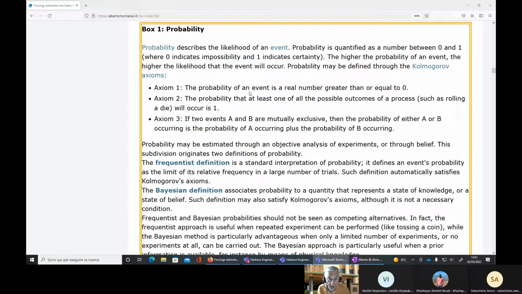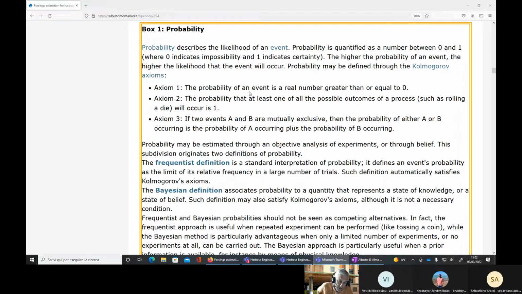So probability describes the likelihood of an event. I think this is already clear in view of the discussion that we had. Probability is quantified as a number between 0 and 1, where 0 indicates impossibility and 1 indicates certainty. You may have used these expressions in common language, like: the probability that I become president of the republic is 0. Or the probability that tomorrow will be another day is 1. It is certain.